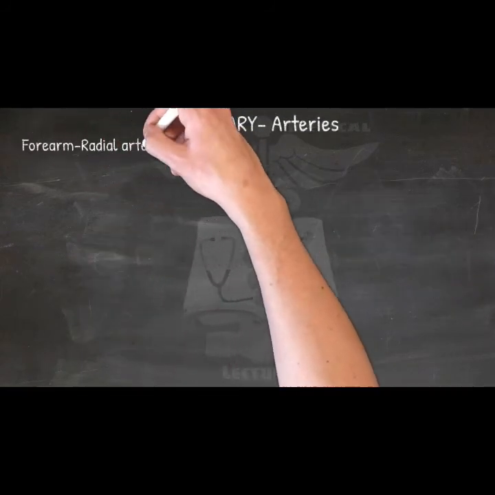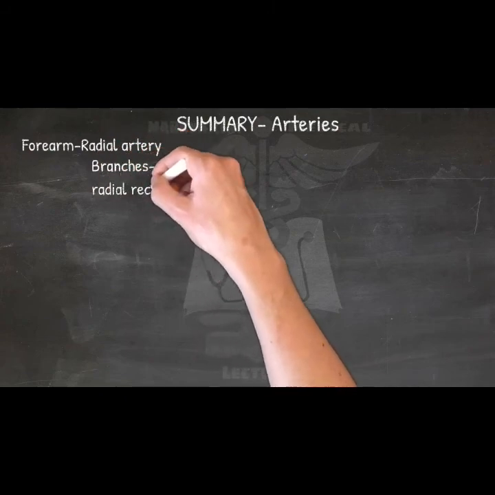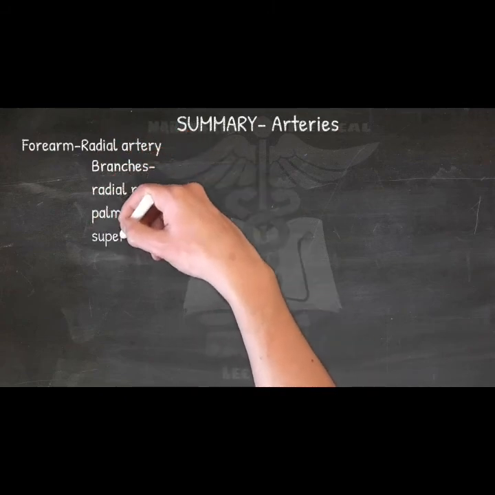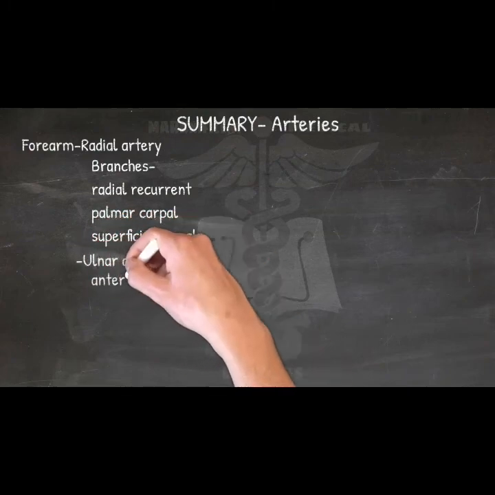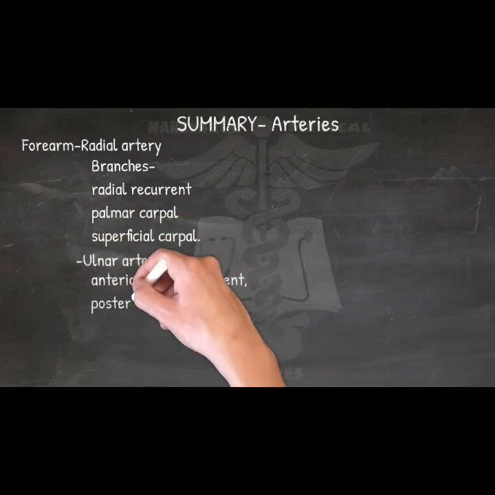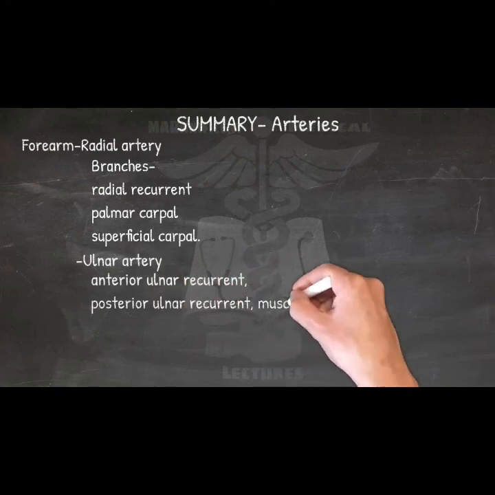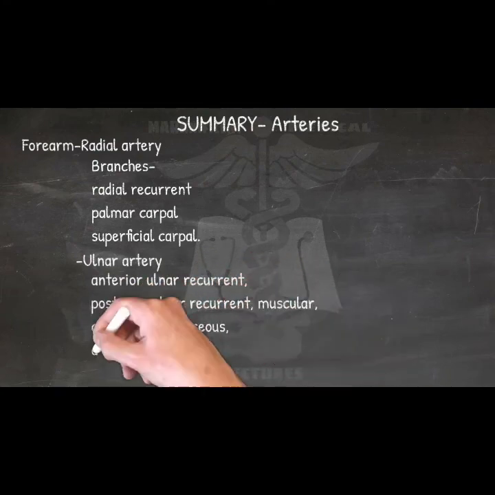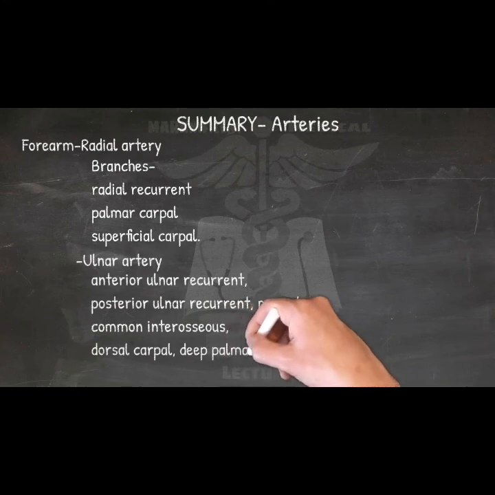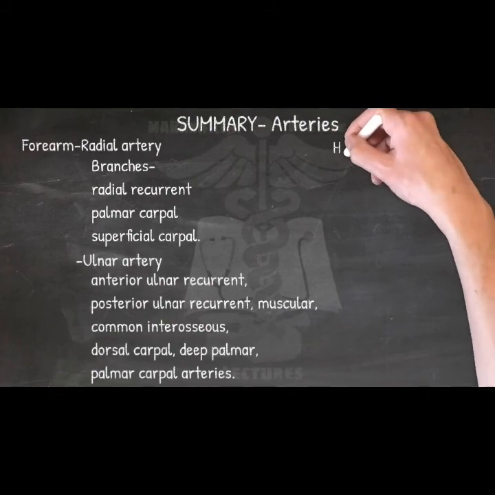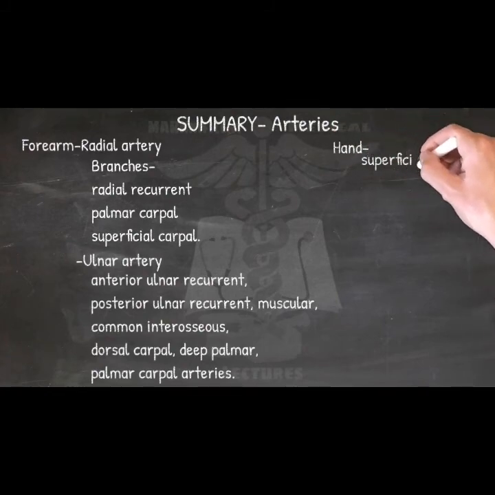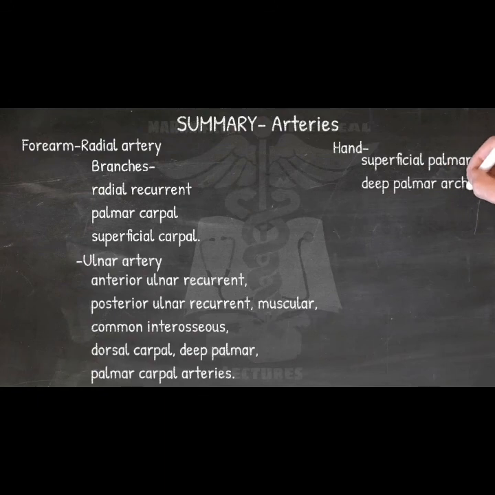Forearm. Radial artery and its branches, which are radial recurrent artery, palmar carpal branch, superficial carpal branch, then ulnar artery and its branches which are anterior ulnar recurrent artery, posterior ulnar recurrent, muscular arteries, common interosseous artery, dorsal carpal artery, deep palmar artery, and palmar carpal arteries. Hand. Superficial palmar and deep palmar arches, formed by the anastomosis of the radial and ulnar arteries.